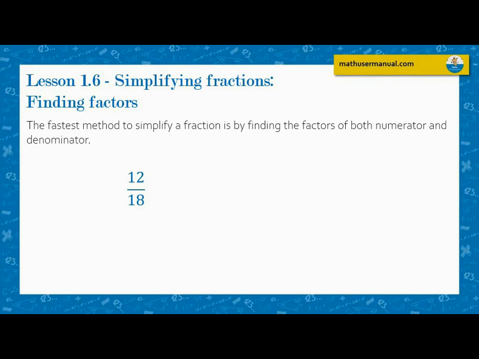Let's find the factors of 12 first. The factors of 12, remember this is prime factorization, are 2 times 2 times 3, only using prime numbers. 2 times 2 is 4, times 3 is 12. And let's do the same with 18. The prime factorization of 18 is 2 times 3 times 3, only using prime numbers. 2 times 3 is 6, 6 times 3 is 18.